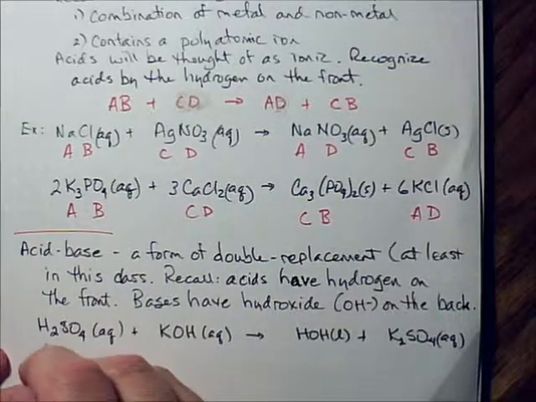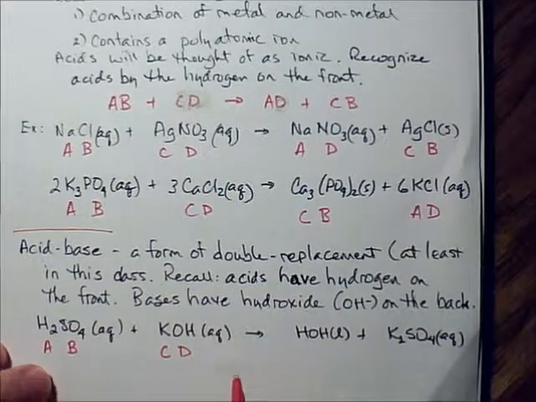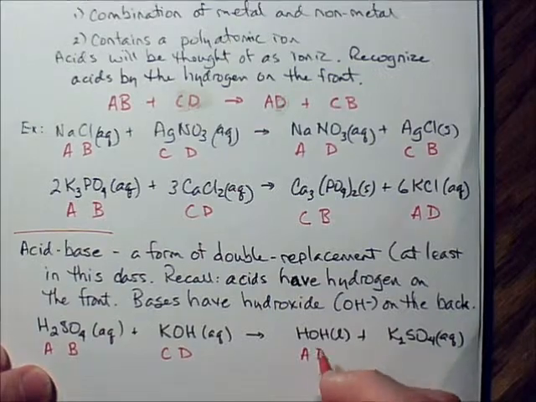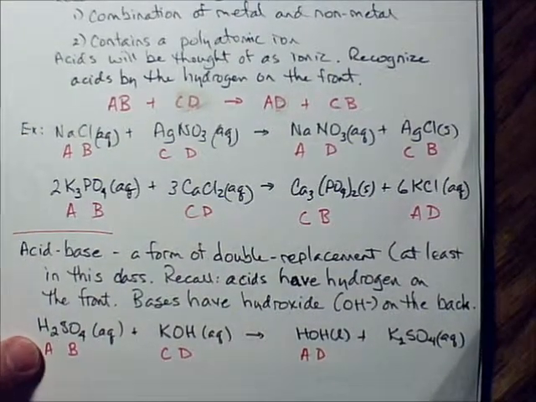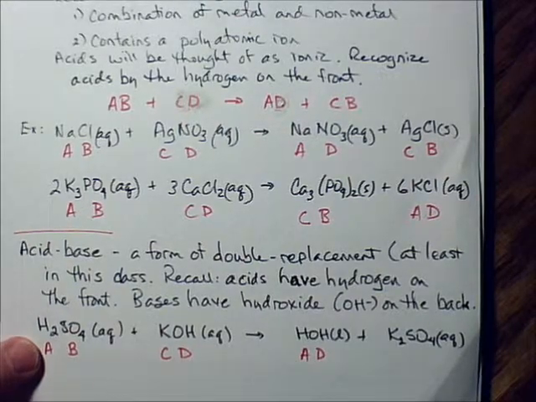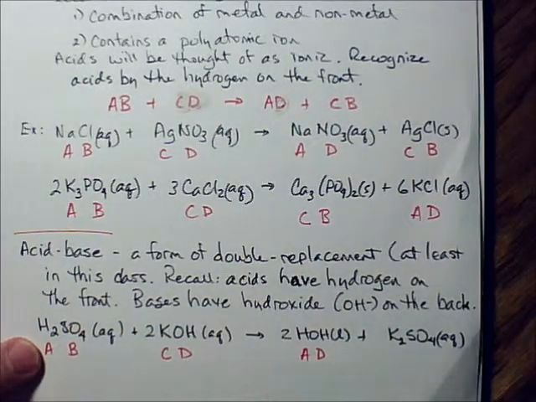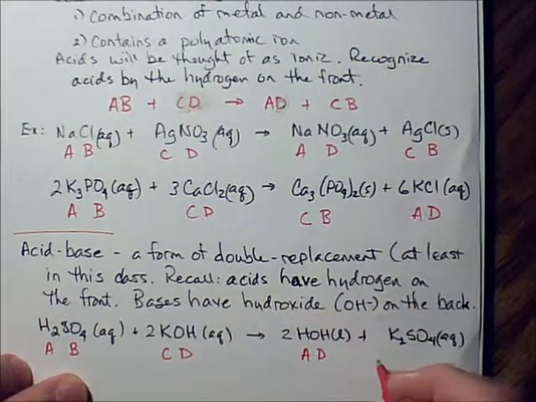Remember, it's double replacement. We've got an AB part here, a CD part here. A is going to go with D. The hydrogen ions went with the hydroxide ions. I haven't finished balancing this yet. Actually, I've got to have 2 of these and 2 of these. And then the C part, K, goes with the B part, the sulfate.